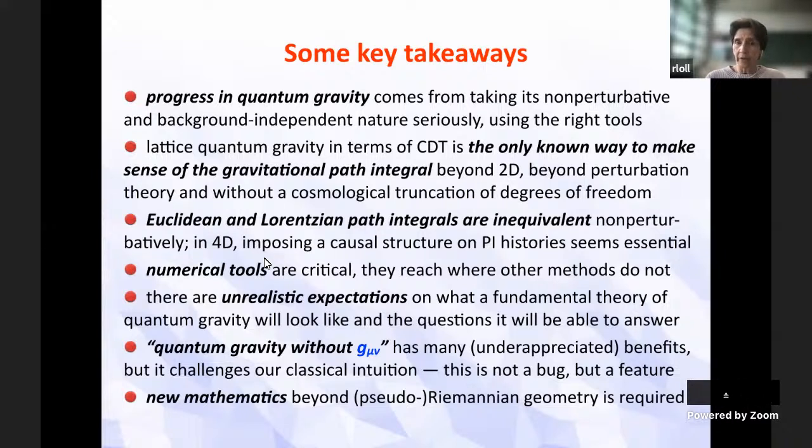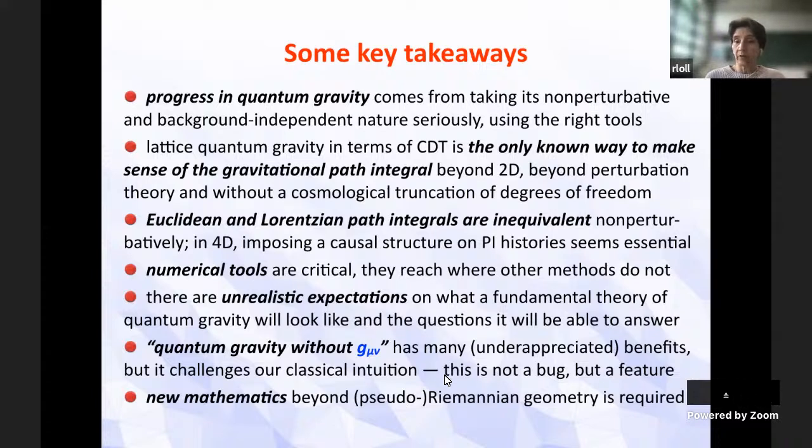Now, one key finding that comes from this approach and has been known for a while is that if one looks non-perturbatively, then Euclidean and Lorentzian path integrals for gravity are inequivalent. Why do you want to look at Euclidean path integrals at all? Well, that has been done many times in order to simplify matters, a point I'll get back to. And what moreover happens, in 4 dimensions, it seems that imposing a causal structure on individual path integral histories is key and essential to get a good classical limit out. So that's also an important message, and also for everyone who loves causal structures and causality.